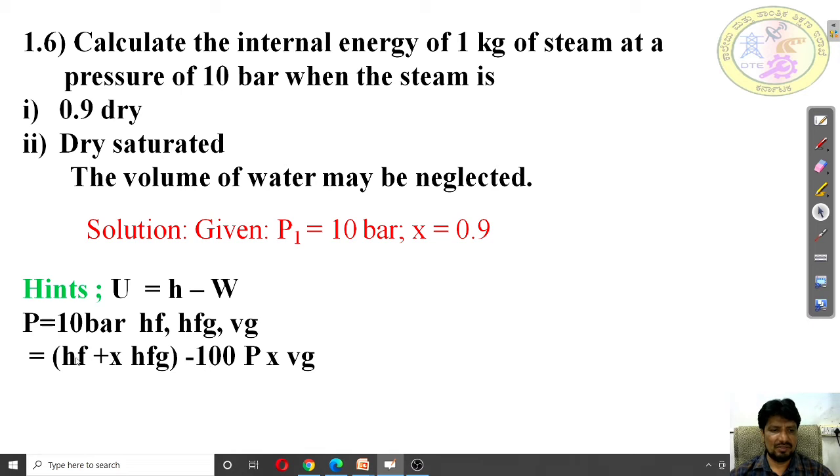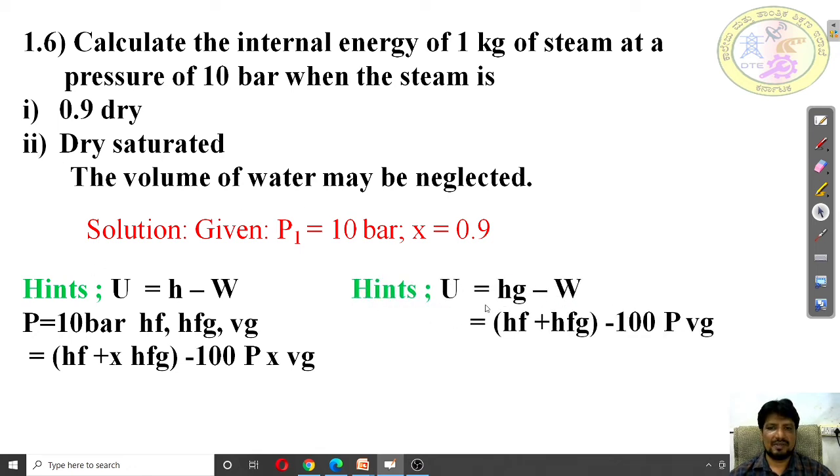So these values, HF, HFG and Vg, corresponding to a pressure of 10 bar, you note down. Then you substitute, and you will get the result when it is 0.9 dry steam. For the second one, we calculate for dry saturated steam.